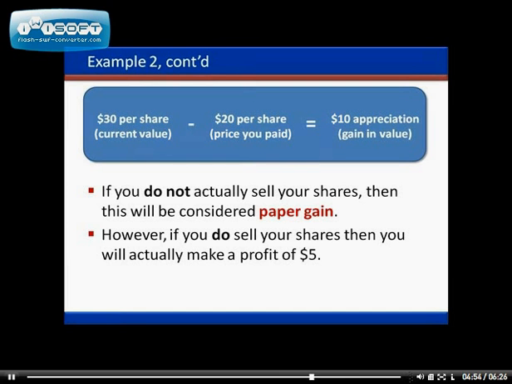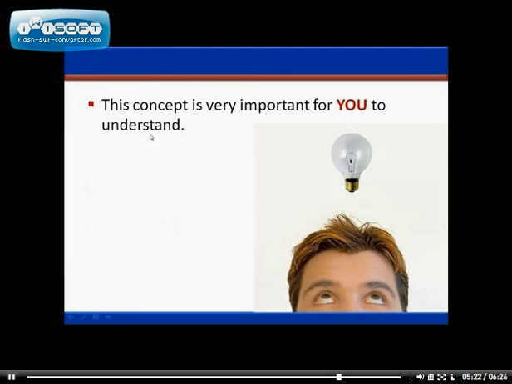But until you actually sell a stock, you will not get actual cash. So basically, you paid $20 for your shares, and when you sell at its current value of $30, what you'll get is $30. So you made a profit of $10. Looking here, it says $5. That's a mistake, but I'm sure you guys can see that. Once again, this concept is very, very important to understand.